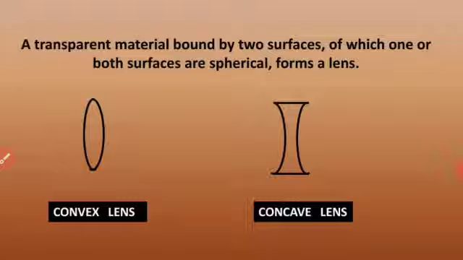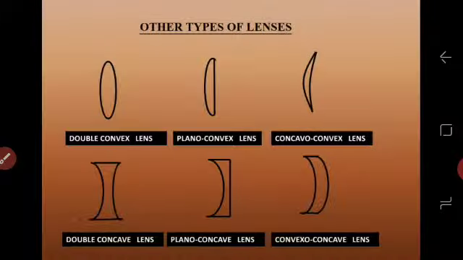The first stands for a convex lens, where both the surfaces are convex in nature, meaning they are bulged out. The second is a concave lens, because it has the shape of a concave and it is thin at the central region and thicker at the edges. So we have these two basic types of lenses, but there are other possibilities as well. Let us see what they are.